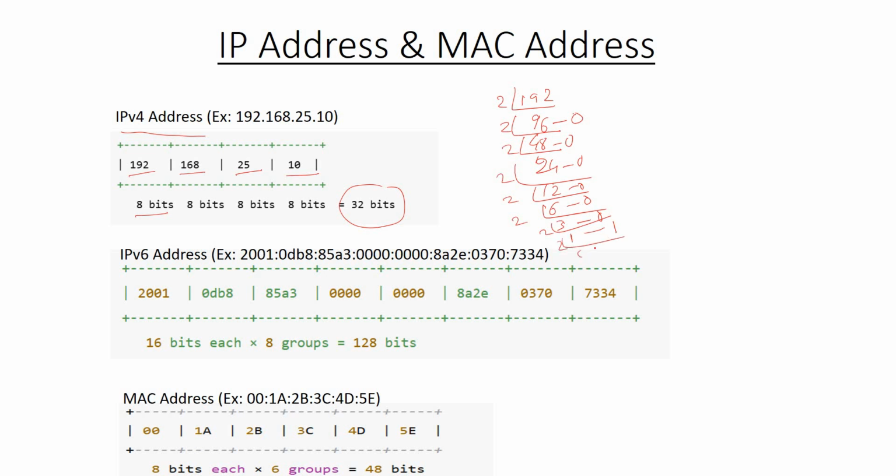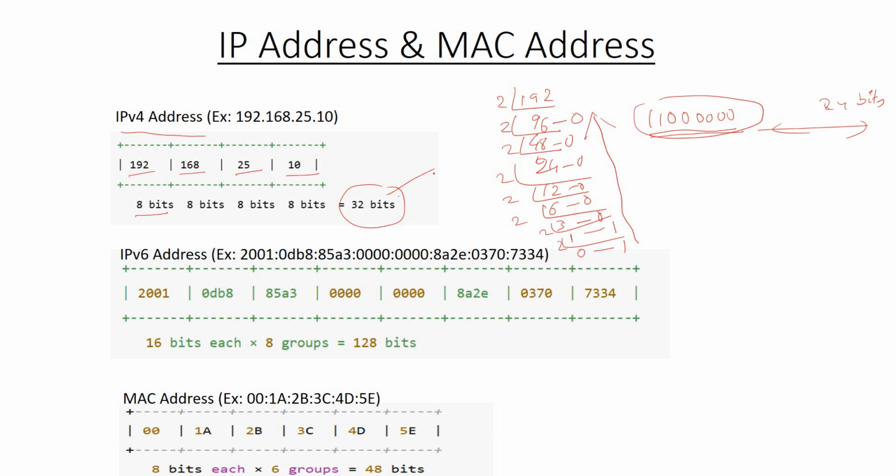So finally 0 is the quotient, 1 is the remainder. So we need to note down all these remainders, like 1, 1, 0, 0, 0, 0, 0, 0. We are representing these 8 bits as 192 in decimal format. So similarly, the other 3 octets will be represented in corresponding 24 bits. This way, an IPv4 address will be represented in dotted decimal format with 4 octets. Each octet contains 8 bits.